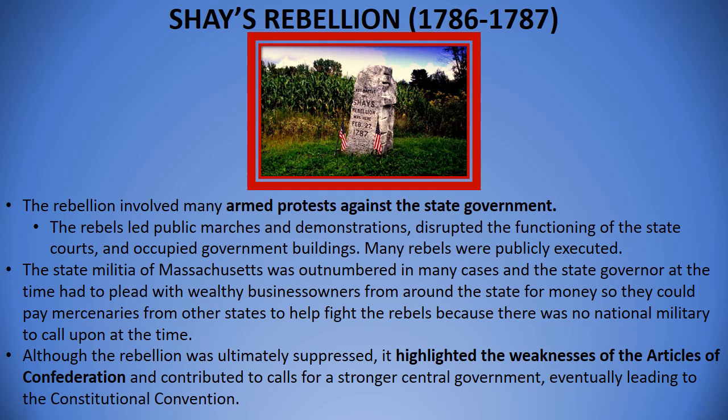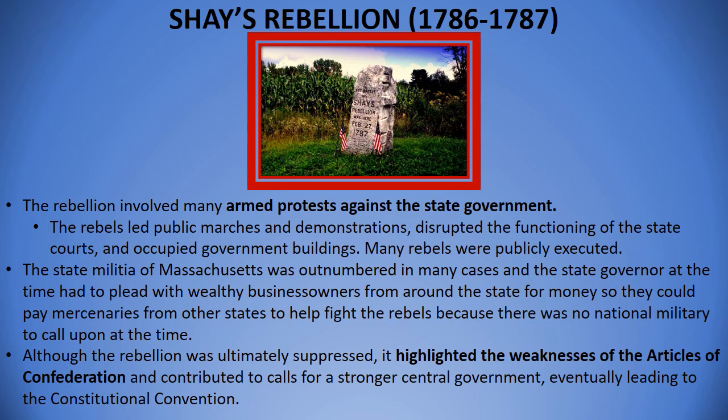So the governor was like, oh gosh, okay, let me go to all the rich people in my state, all the wealthy business owners, because it's in their interest that we have a functioning government and state. So he asked them for money so that he could buy mercenaries, essentially paid fighters, to come help fight these rebels from Shays' Rebellion. Ultimately, after he paid his mercenaries to come fight Daniel Shays and his followers, they were suppressed and the fight ended.